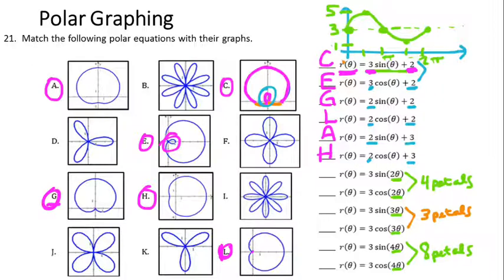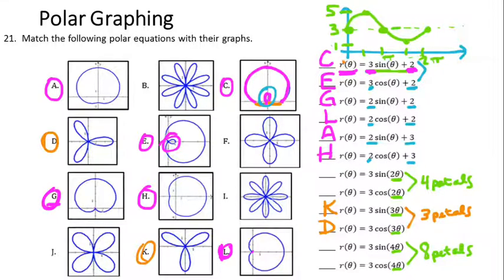So let's do those 3 petal flowers first. I can see D and K both have 3 petals. D is centered up on the x-axis and K is centered up on the y. So that means D is going to go with the cosine. Whoops, that's the wrong one. D is going to go with the cosine and K is going to go with the sine.